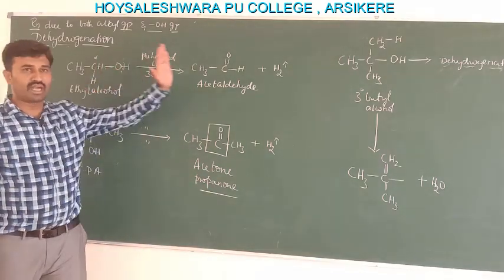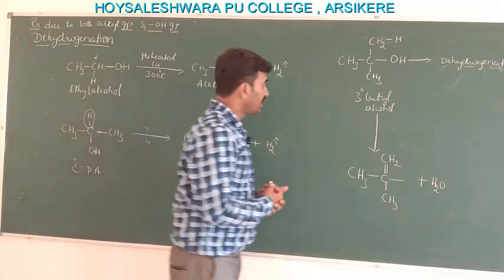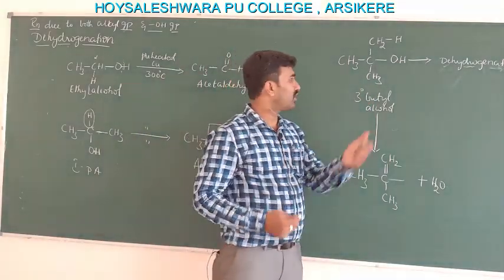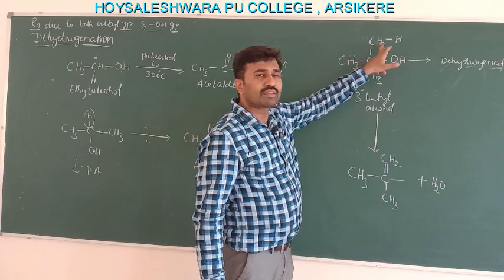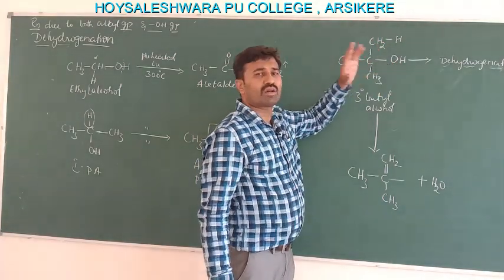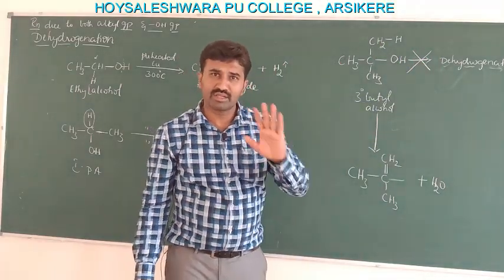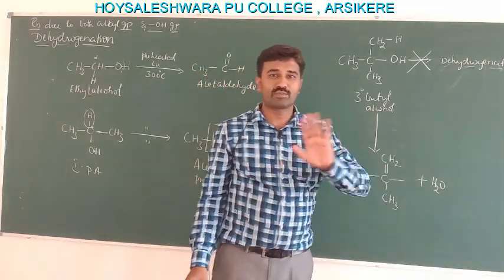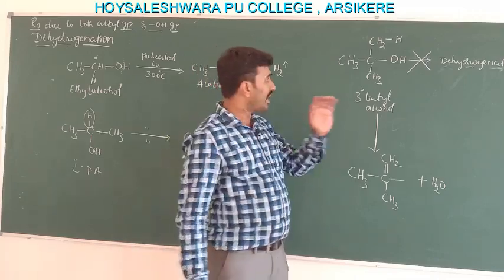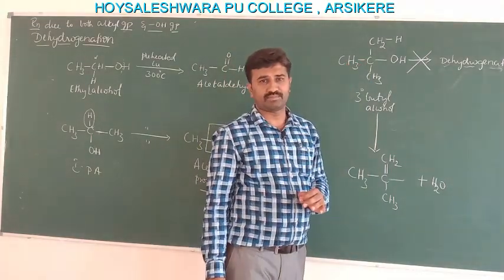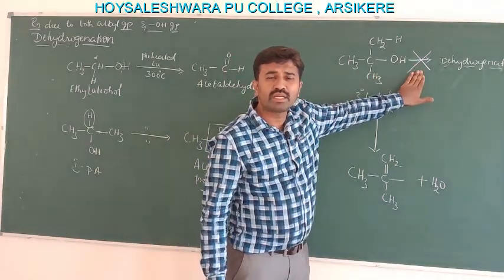Primary alcohols give aldehydes generally, and secondary alcohols give ketones. And when it comes to tertiary butyl alcohol, as there is no alpha hydrogen atom attached to this carbon atom because all are methyl groups, this tertiary alcohol doesn't undergo dehydrogenation. Primary and secondary alcohols undergo dehydrogenation to form carbonyl compounds, but tertiary alcohols don't undergo dehydrogenation as they don't contain an alpha hydrogen atom. It's very, very important. Remember that tertiary alcohols don't undergo dehydrogenation.